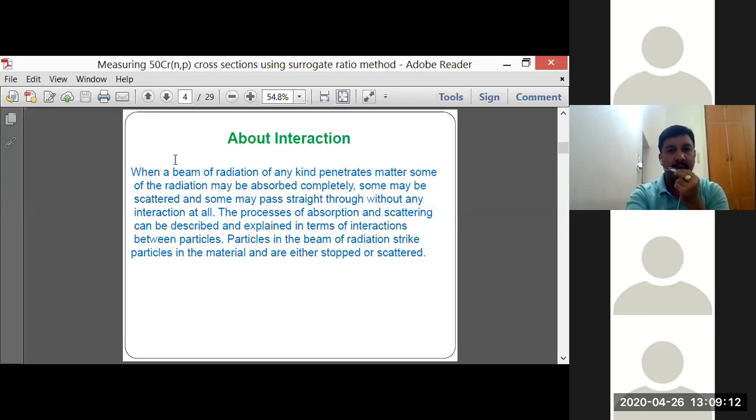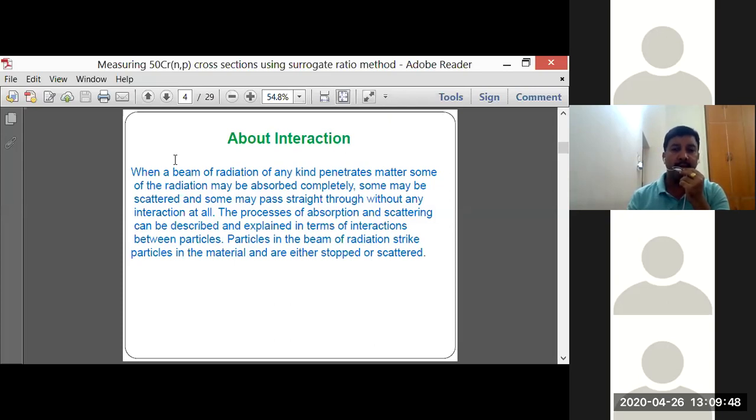So there may be a process of absorption, and there is a possibility of scattering, which can be described and explained in terms of interaction between particles. Particles in the beam of radiation strike particles in the material and are either stopped or scattered. So this is overall about the interaction of particles. There are a few possibilities, whether it's a complete stoppage or continuous processing inside the material, but ultimately there will be a stopping part. So we will briefly discuss those kinds of interaction.